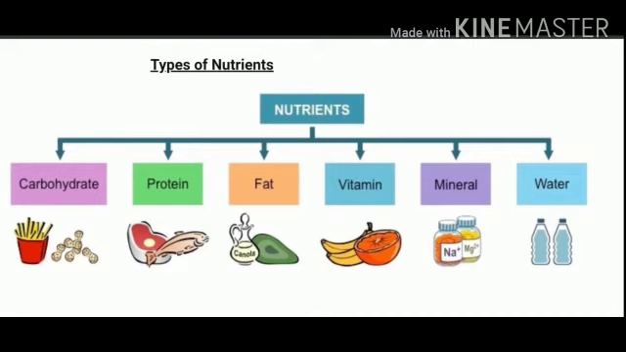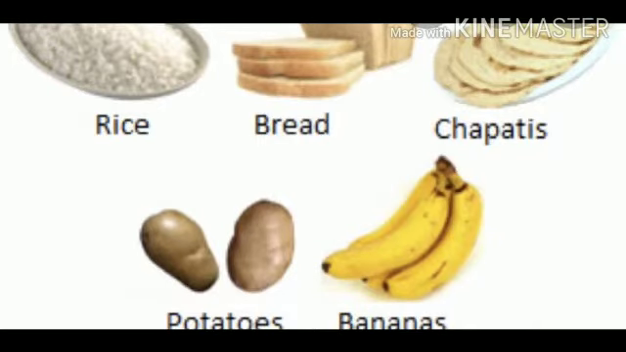Now, let's learn about classes of nutrients. There are 6 classes of nutrients: carbohydrates, fats, proteins, mineral salts, vitamins and water. Let's understand carbohydrates in detail. Carbohydrates are composed of carbon, hydrogen and oxygen. And hydrogen and oxygen are always in the ratio of 2:1. As you all are aware, carbohydrates provide energy.